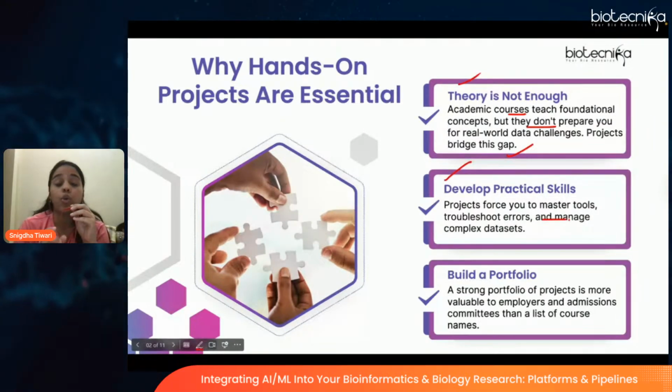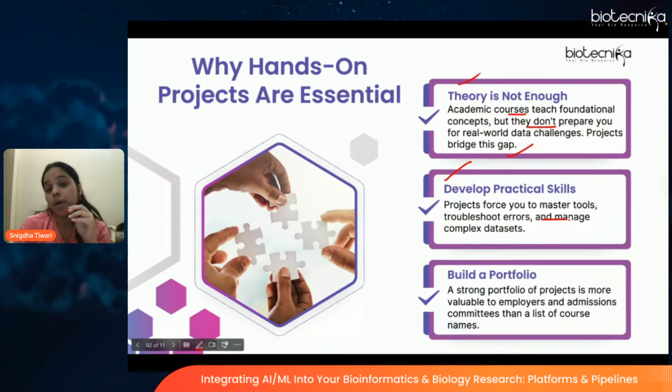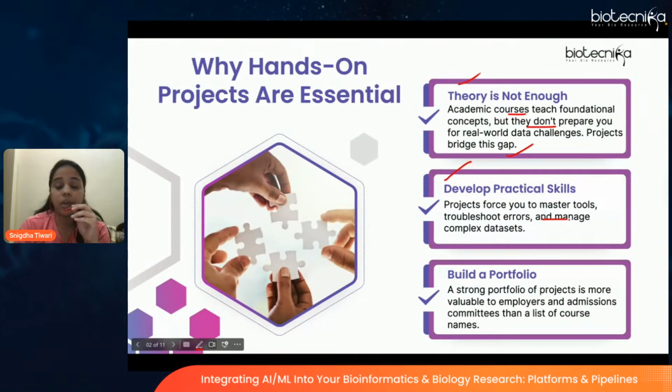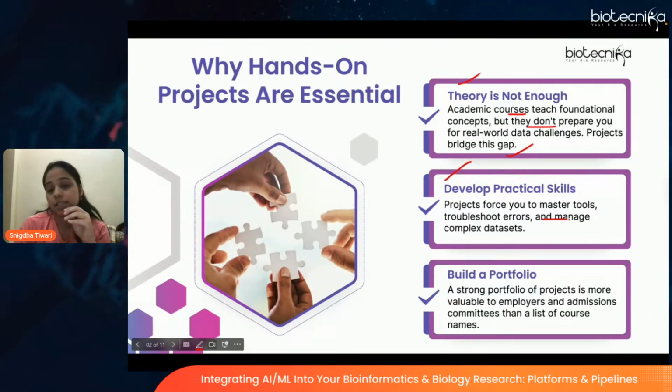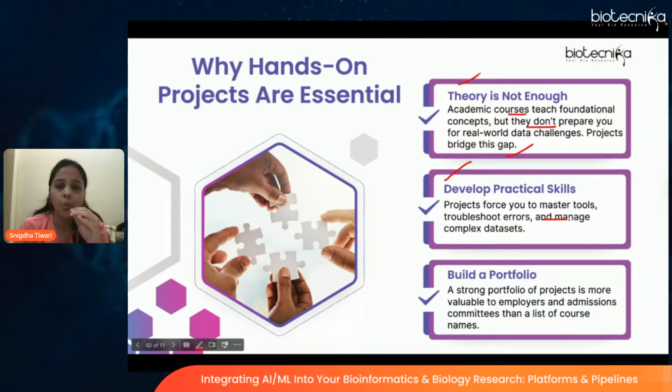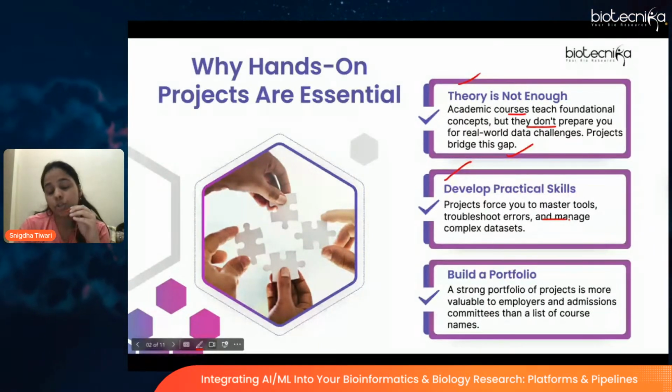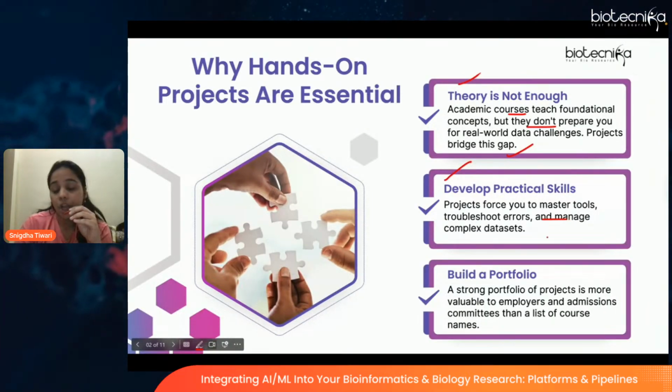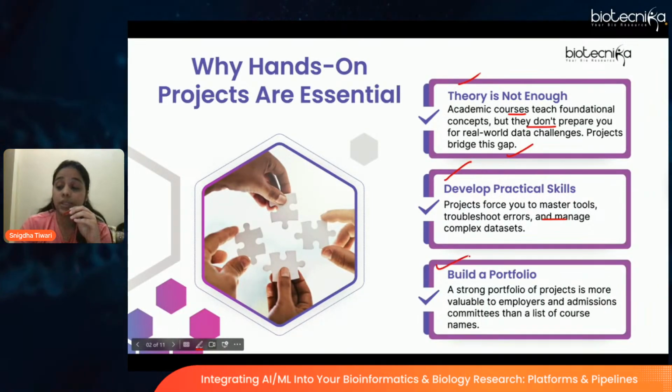Coming to the development of practical skill, projects force you to master tools, troubleshoot your errors, and manage your complicated data sets. Working with ML and big data, because we are in the world of high throughput ML, AI, big data sets, complex data sets, of course, because we are working with biology, genomics, omics, drug structures. Developing a practical skill is a necessity.